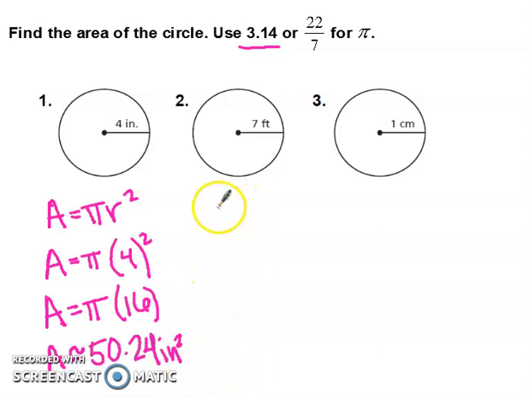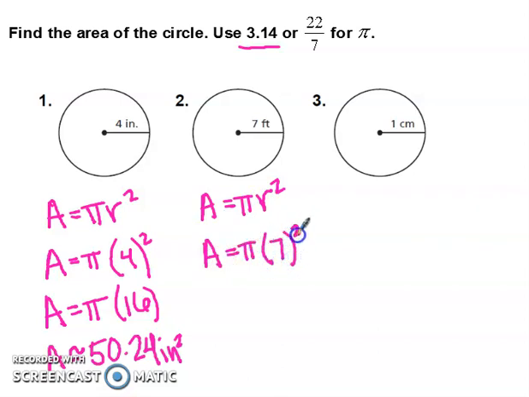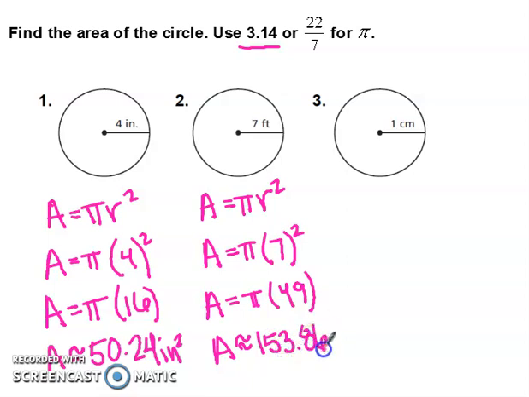Let's do another one. Write the formula. Substitute in the value of r, which they gave to us. Evaluate the exponents. 7 times 7 is 49. And then approximate the value of pi. 49 times 3.14 is 153.86. Square feet.